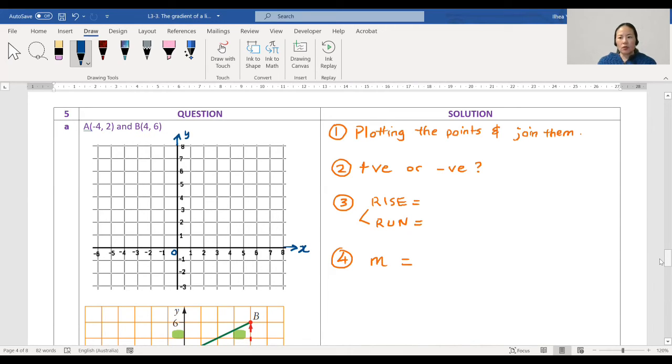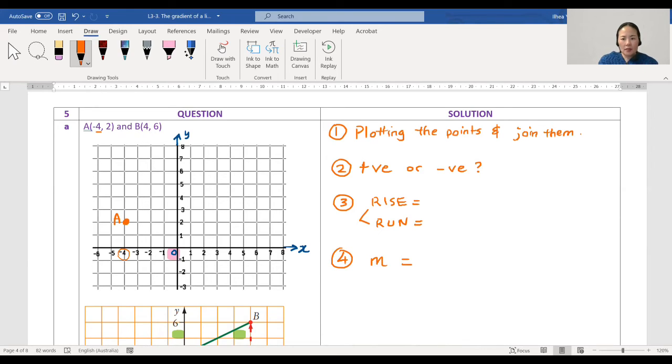It's going to go towards the left or towards my right. That'll decide whether it's going to be positive gradient or the negative gradient. So let's plot them. Point A is -4 and 2. To the left from my 0, which is here, to -4. So it's here. Okay. And then going up by 2. So my point A is right here.